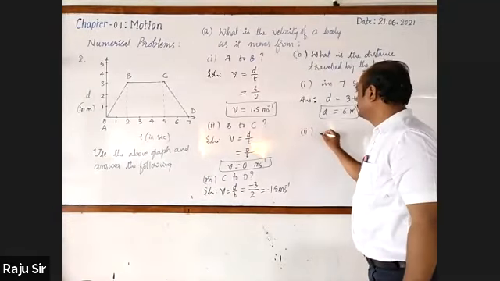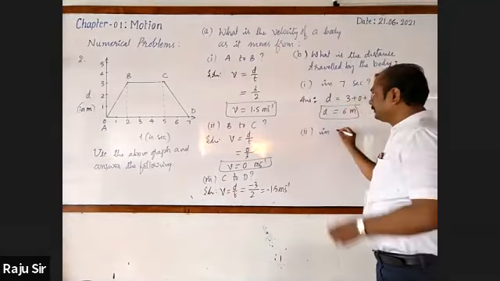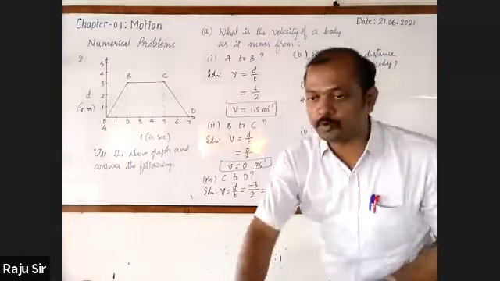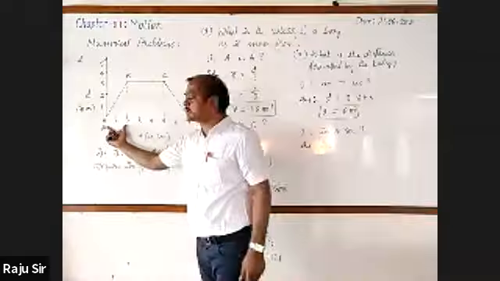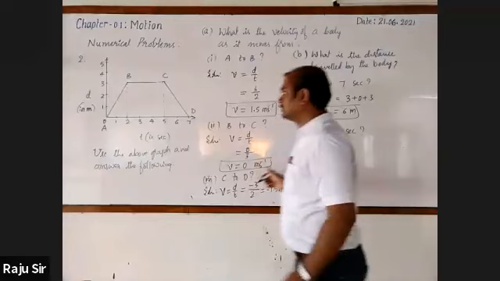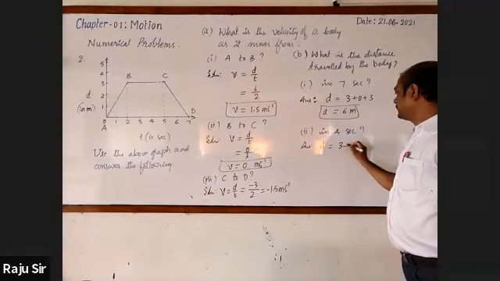Second one, in 4 seconds. 3 meters. First 2 seconds, 3 meters. From 2 to 4, 0. So it is 3 plus 0. This is 3 meters.